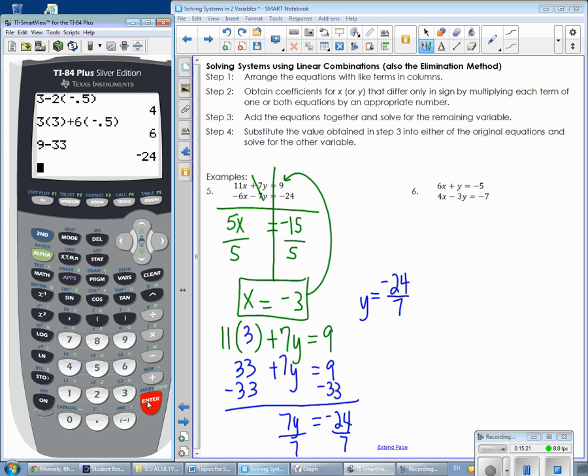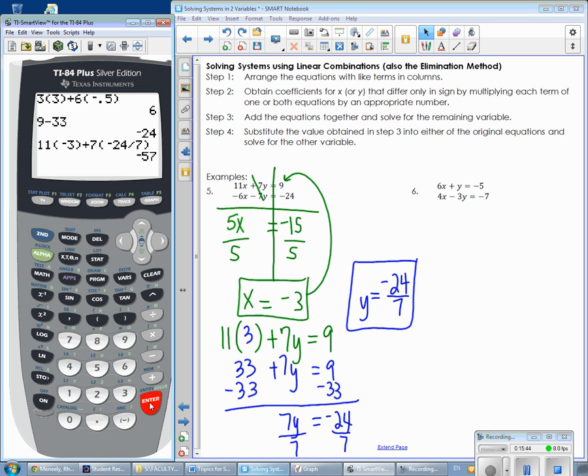If I want to now check my answers, and I hope this works, I feel like I might have made a mistake somewhere. So if I want to check my answers and make sure I'm correct, I need to check the solution in both equations. So I'm going to take 11 times, we said the x value is negative 3, plus 7 times my y value, which we said is negative 24 divided by 7. Make sure you put that in parentheses. And hopefully when I press enter, I did something wrong. I see what I did.